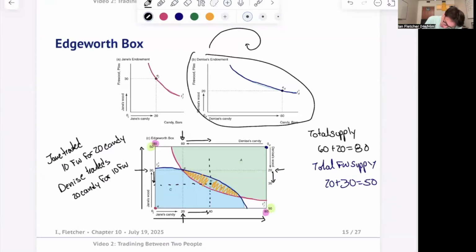And so now they're both at F, which is an improvement for both individuals because they both are on a higher point that would be above their original indifference curve. And so the Edgeworth box looks super complex to think about, but at the same time, it's pretty straightforward. It's just comparing the two indifference curves, but using it to juxtapose two individuals that would be able to improve from trading.